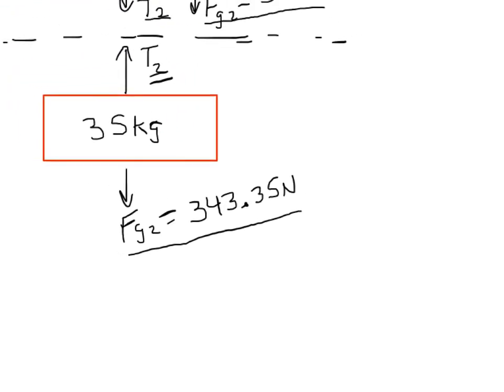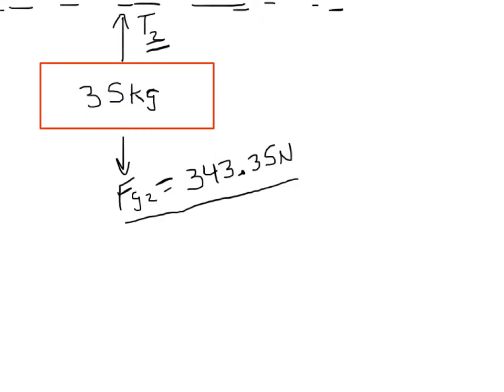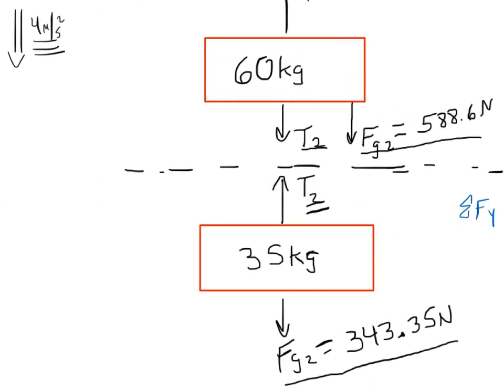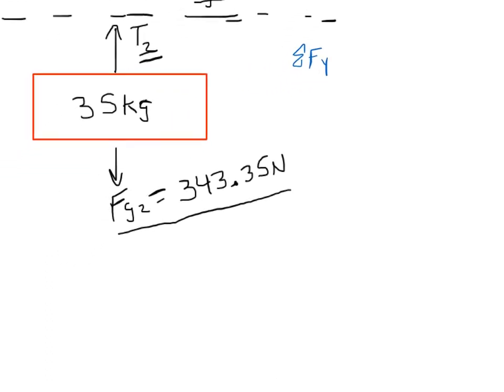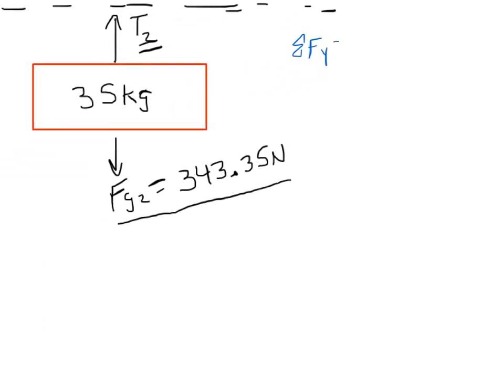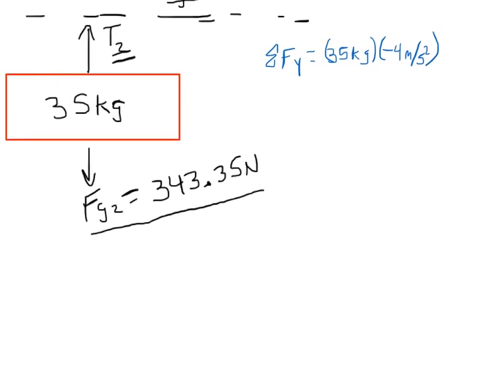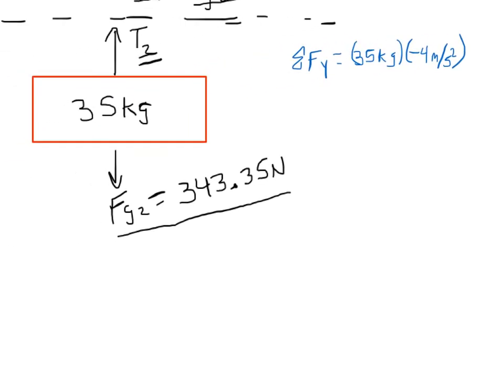So for the bottom piece, we do as we always do. We try to find the net force. We look at the net force in the y direction, because in this case we are accelerating downward at a rate of 4 meters per second squared. Our net force in the y is not going to be 0. Our net force in the y is going to be the mass, which is 35 kilograms, times negative 4 meters per second squared. And that's going to equal the two forces acting in the y.